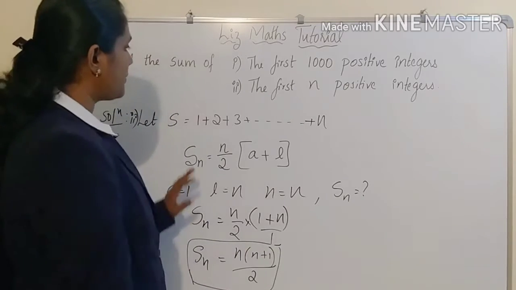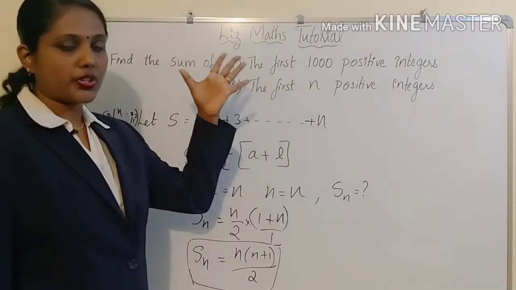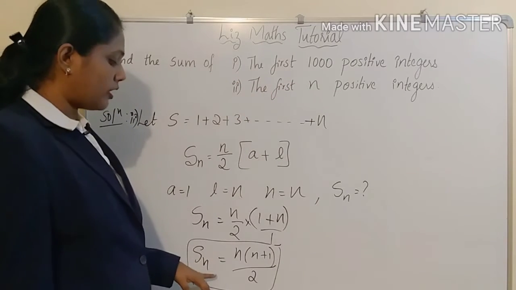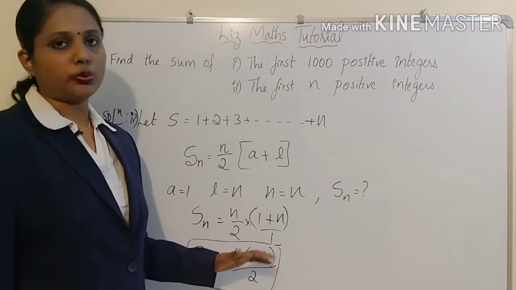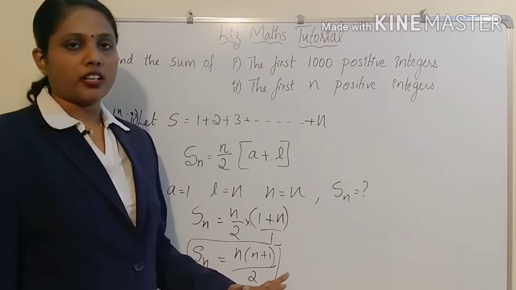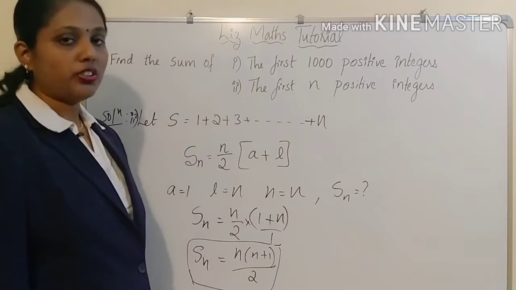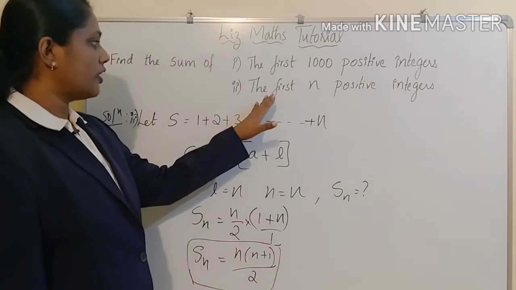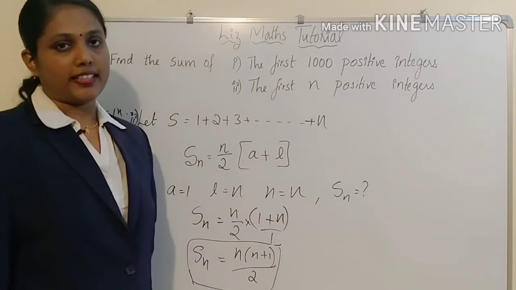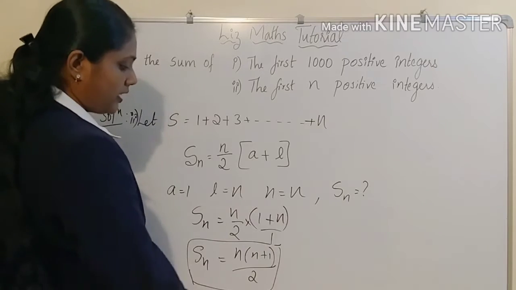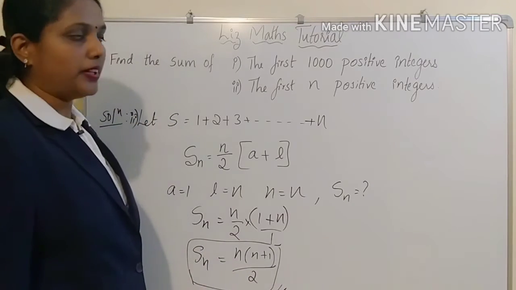When you have to find the first n positive integers, you will get the formula Sn is equal to n into n plus 1 whole divided by 2. This formula you have to get. This is the solution for finding the first n positive integers. Hope you understood. Now move on to the next example.